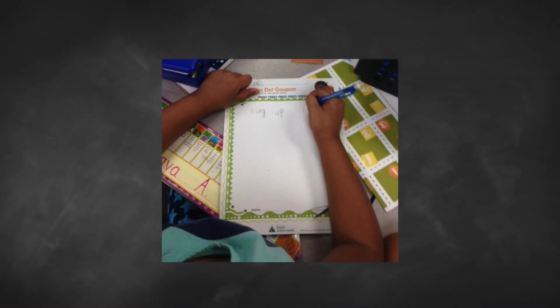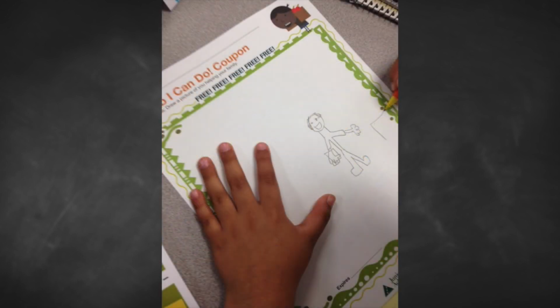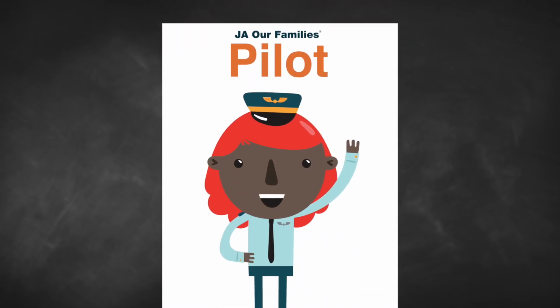Then distribute the junior journals and give students about 5 minutes to draw a picture that shows them doing a job to help their family. Share some of the example jobs provided in the volunteer guide or add your own.